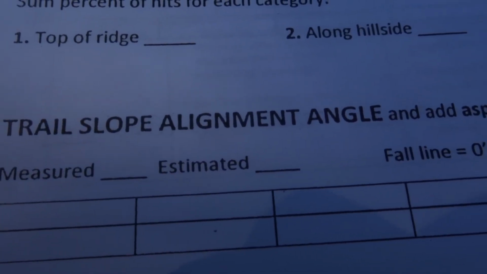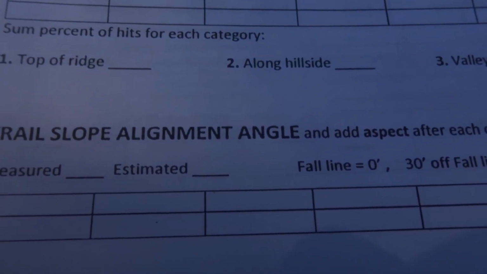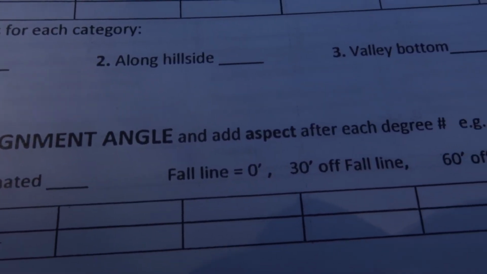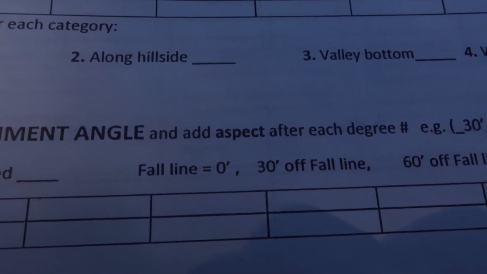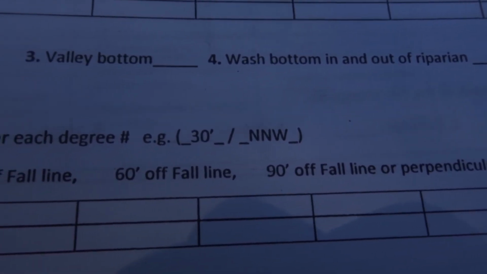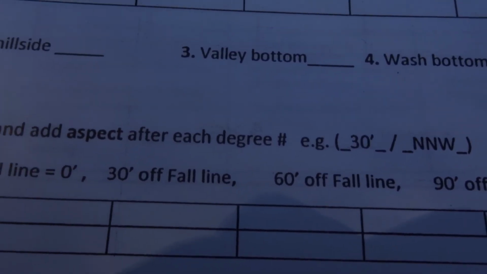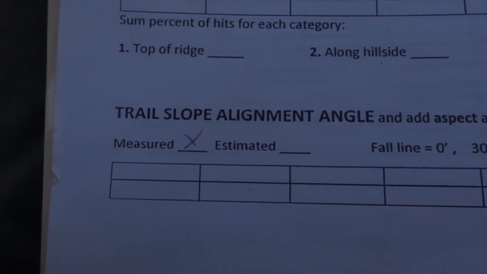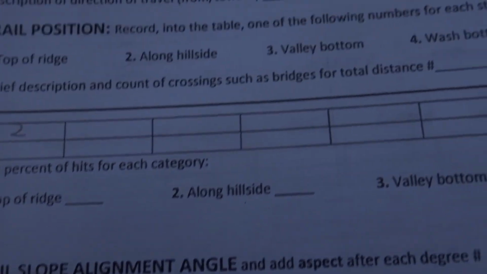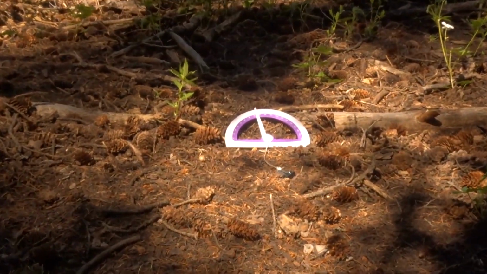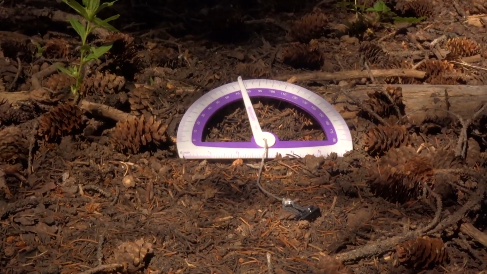Okay, we are quickly moving on to trail slope alignment angle, and we are going to measure it, and then we will say if it's right in line with the fall line, it gets a 0, all the way up to 90 degrees or perpendicular. So let's just walk over there right now. So slope alignment, we are going to measure it. We did bring a protractor, and the protractor I've already set up. There it is. The base of it is running parallel along with the direction of the trail.